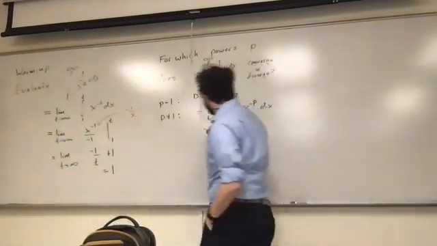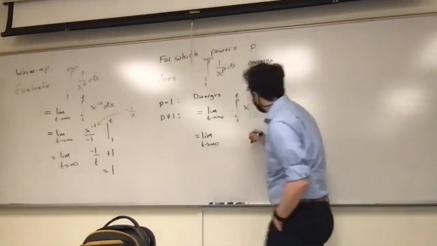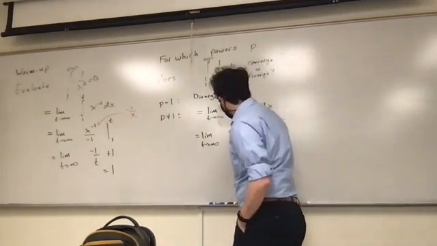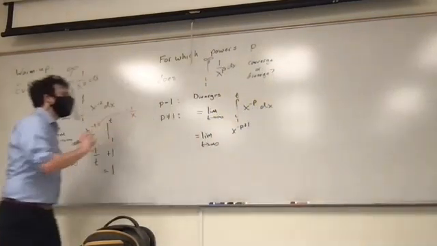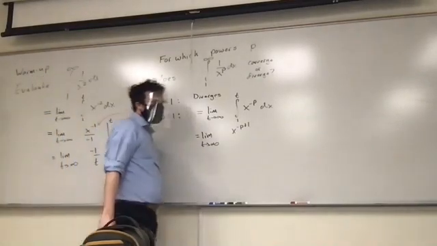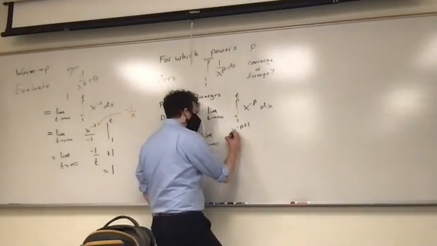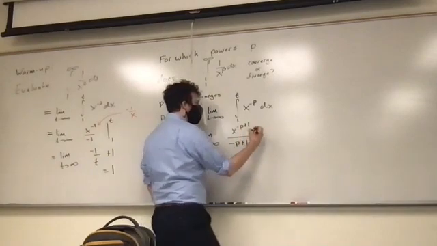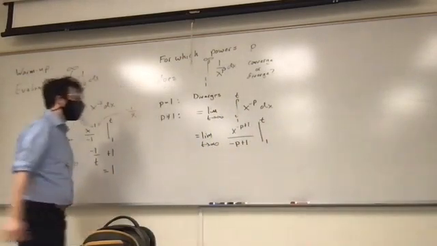And so what does the power rule look like? So we still have our limit. We increase the exponent by 1. And here we say, okay, I don't know exactly what it is, but whatever that number negative p is, I'm going to increase it by 1. And then I'm going to divide this by that new exponent, negative p plus 1. And I'm going to evaluate this from 1 up to t.